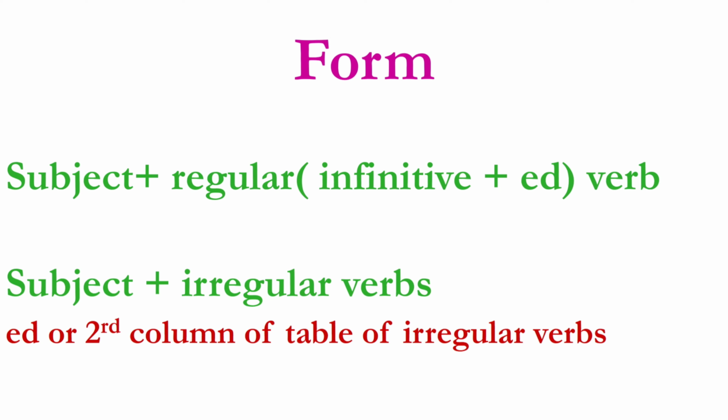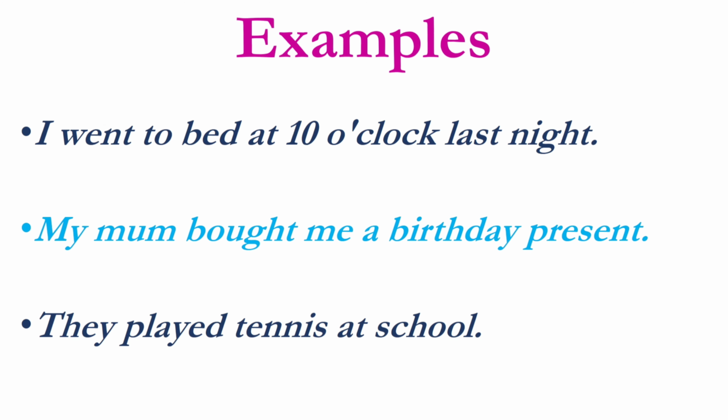The form of this tense is subject plus regular verbs, infinitive plus ed. Subject plus irregular verbs, second column of the table of irregular verbs. Examples: I went to bed at 10 o'clock last night. My mum bought me a birthday present. They played tennis at school.